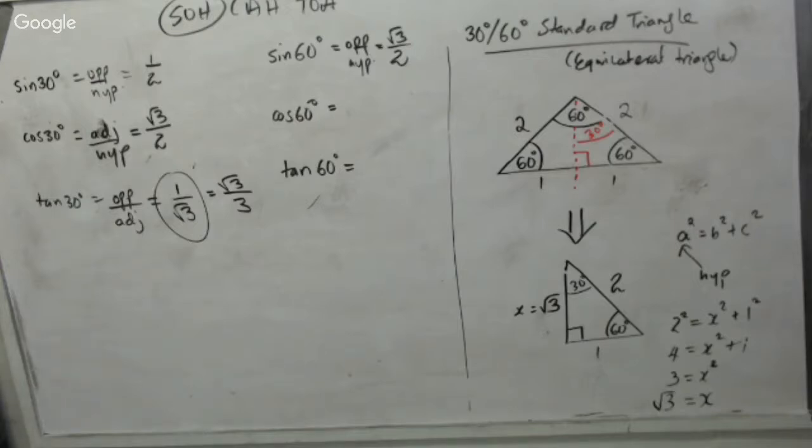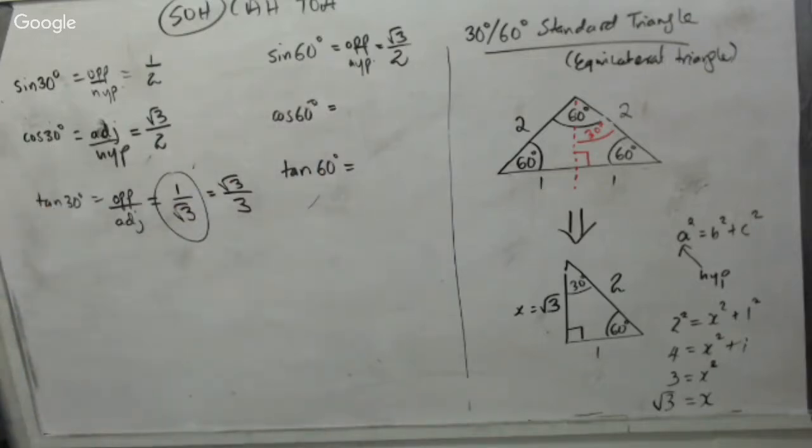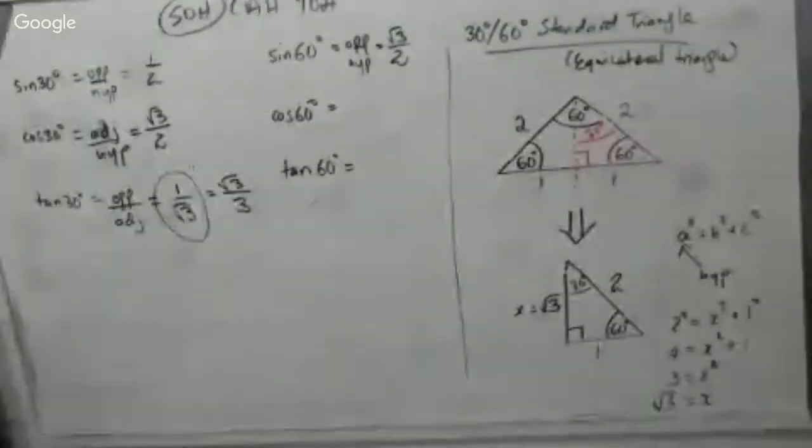Let me show another board. Cosine of 45 and sine of 45 are also equal to each other. What makes them equal? They are complementary angles. They add to 90 degrees. See that? 30 and 60 add to 90 degrees. That means if I find the cosine and the sine of either of them, they're going to be equal.